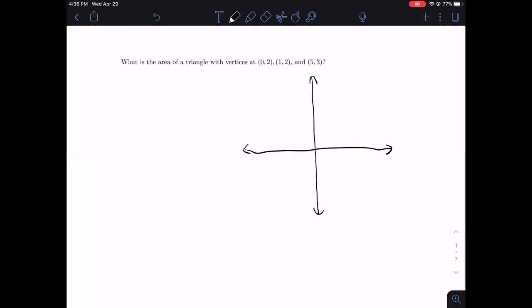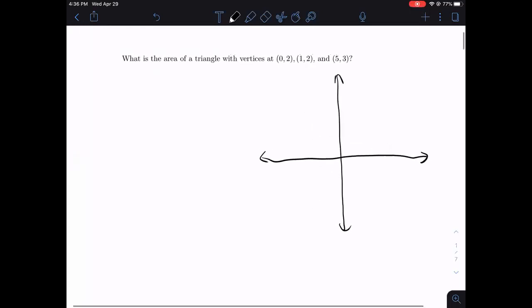Okay, so the vertices are at 0, 2, at 1, 2, and let's just say this is like 5, 3. Wait, that's a very bad triangle. It's okay.